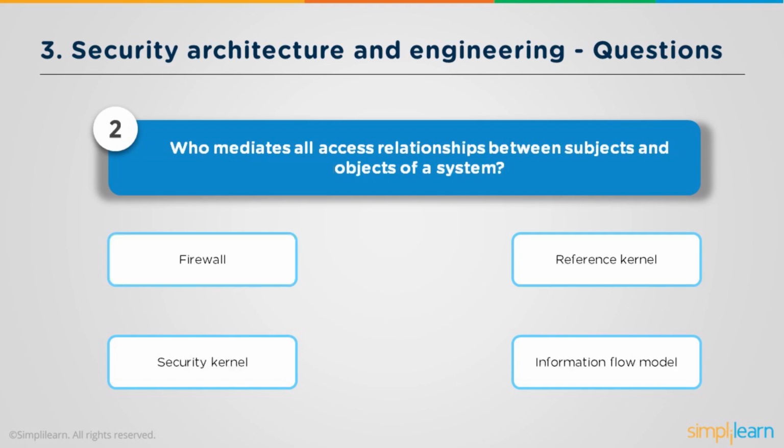Question 2. Who mediates all access relationships between subjects and objects of a system? Now, what is a subject, what is an object, and what are access relationships? Access relationships would be the permissions that you have created. Now, what are permissions? Permissions are something that a person is authorized to do. If you look at the CIA, which we discussed in module 1, confidentiality, integrity, and availability, how do we keep data confidential? By only allowing authorized users access to that data. What are authorized users? Authorized users are people who have been identified and are allowed access to certain resources.